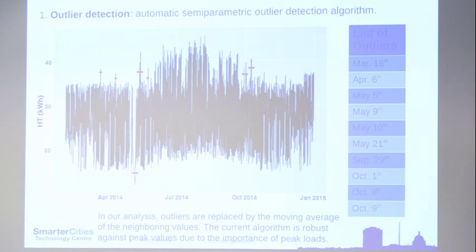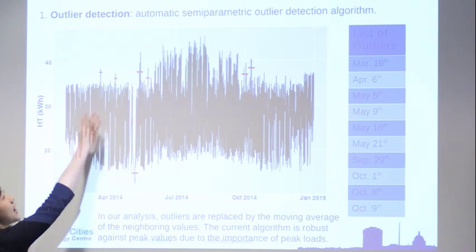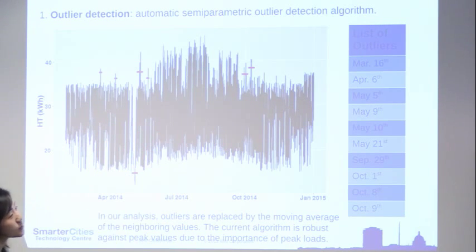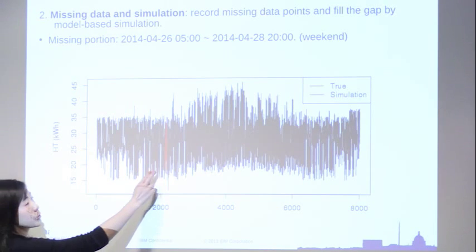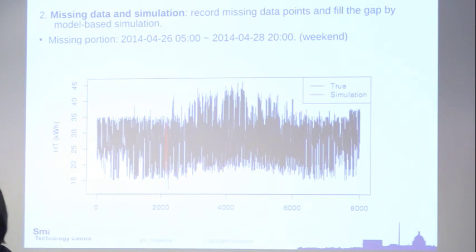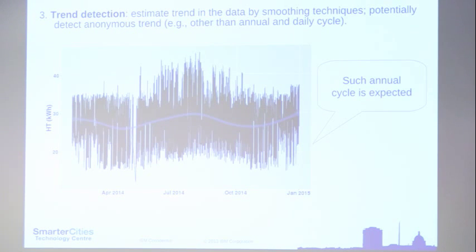This is a purely automatic algorithm. You can see it identifies a few outliers. We list the dates, and usually we investigate further to see what is going on on these particular dates. The second one is missing data: detecting the period of missing data and doing simulation to fill the gap if we can. If there's a huge chunk of missing data, usually we don't do much, because otherwise you add bias to your data. Afterwards comes trend detection.